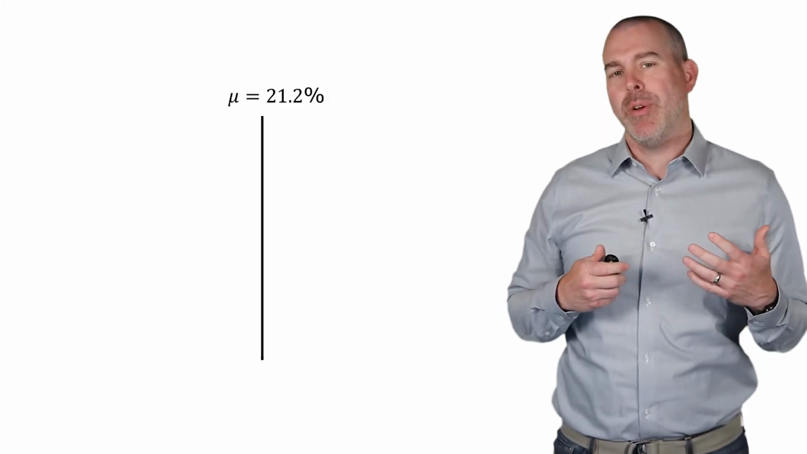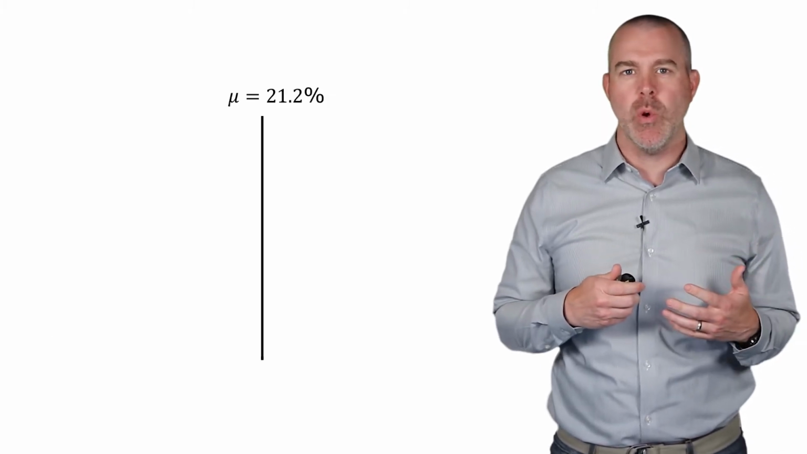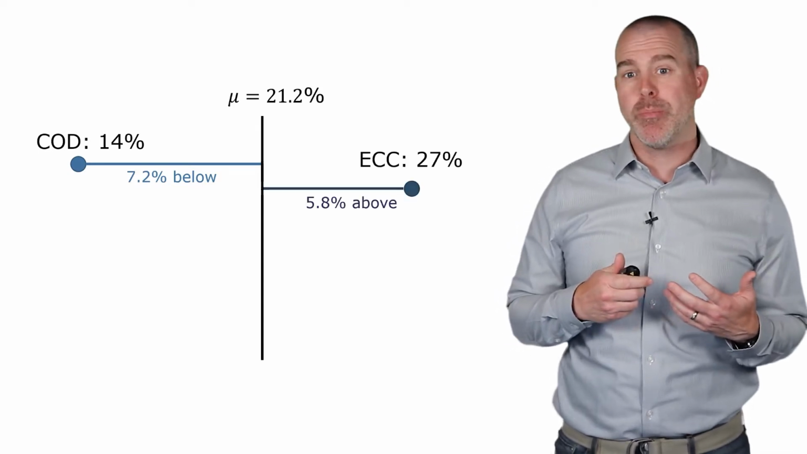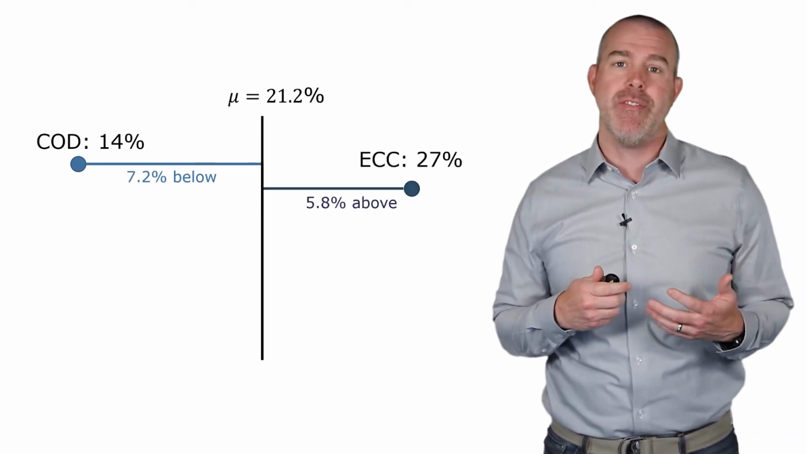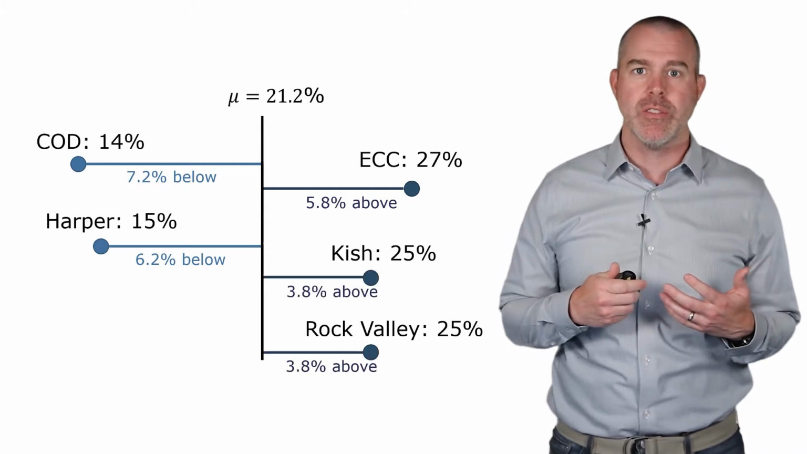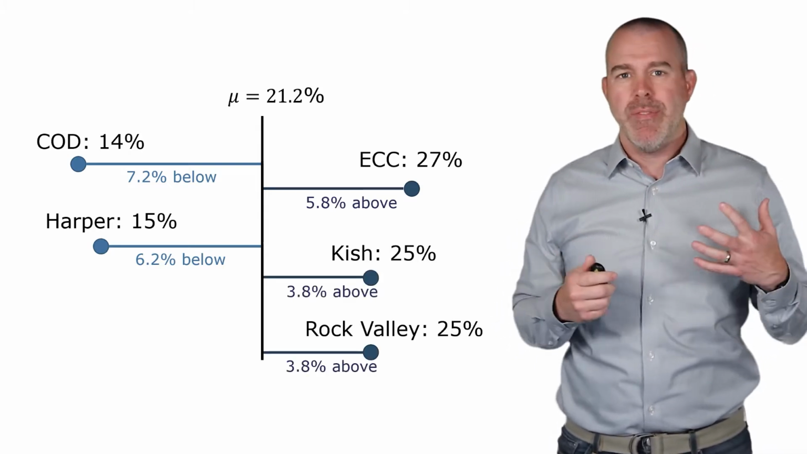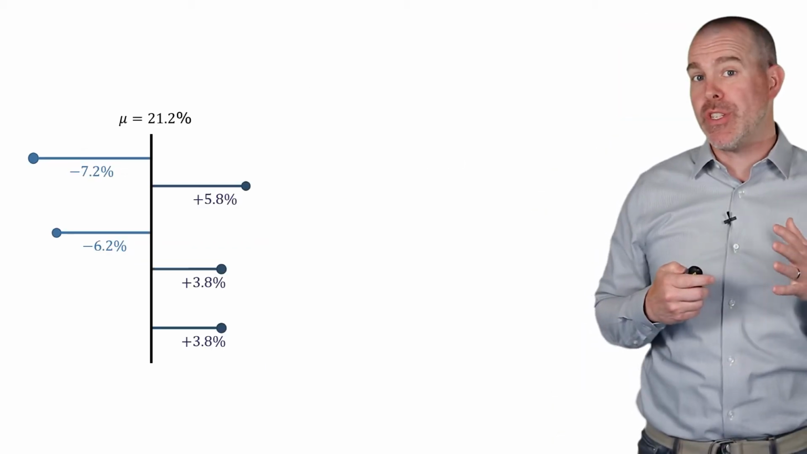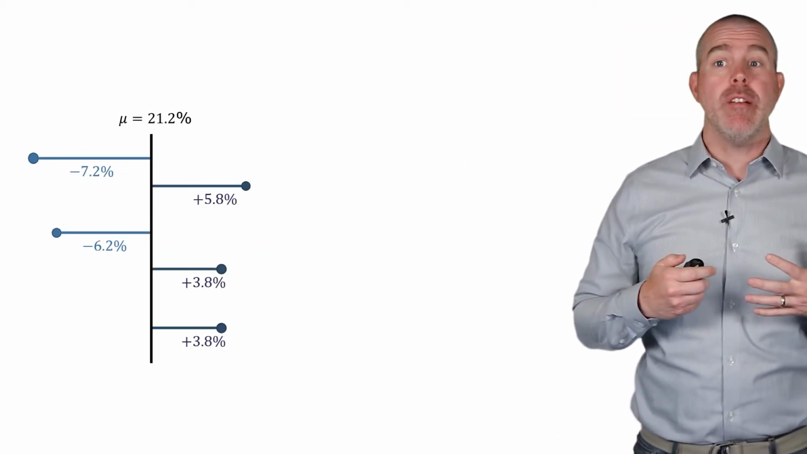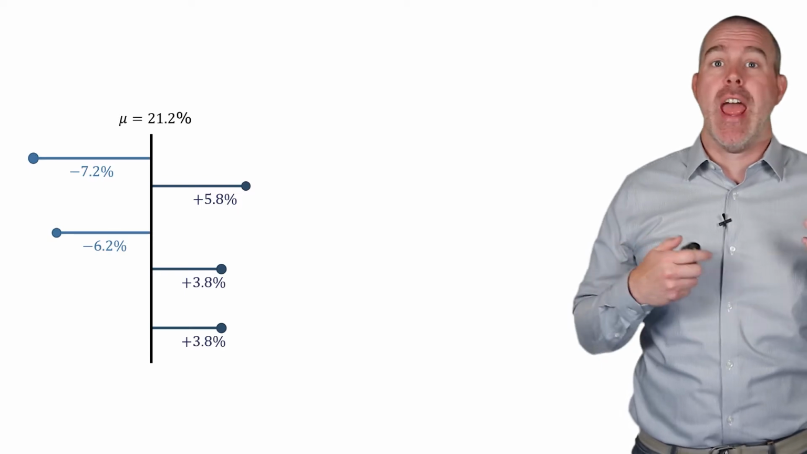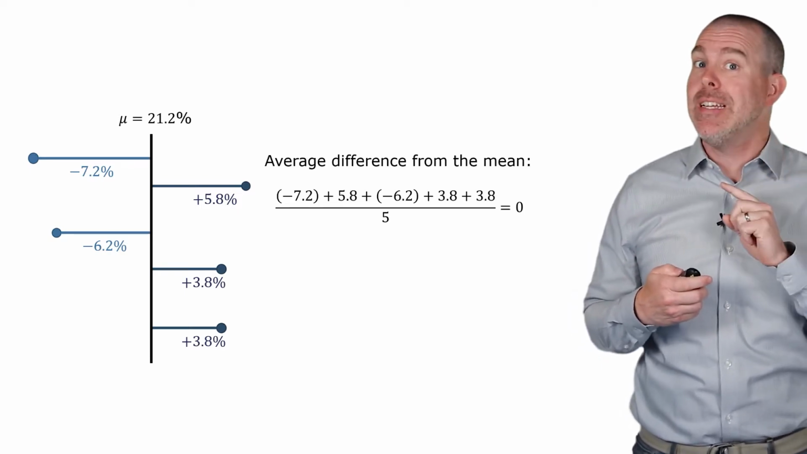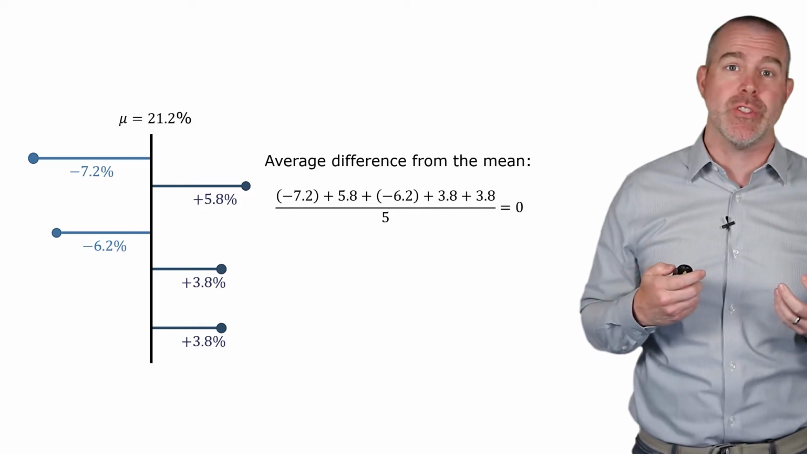So let's go ahead and put the mean right in the middle. Try to get a visual. We'll put the different community colleges up. So COD is about 7.2% below that mean, ECC 5.8% above, etc. Here's the other three. So we kind of have a visual of how far they are from the mean. Let's focus just on the numbers here. One kind of initial attempt you might think is I'll just average these differences from the mean. The problem is some of them are negative, some of them are positive, so the average difference is just 0.